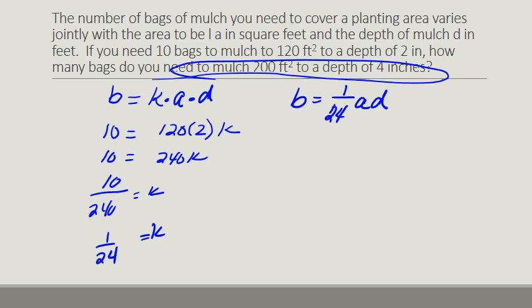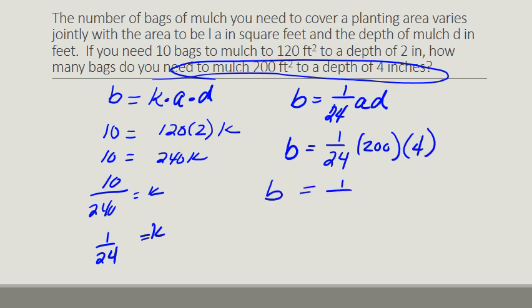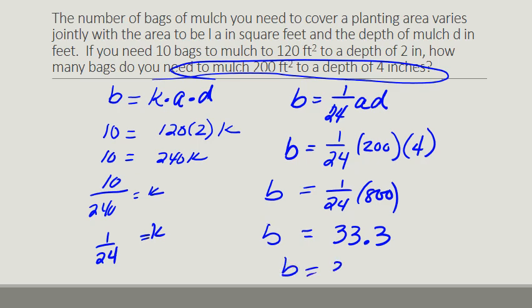So now how many bags do I need to do 200 square feet at a depth of 4 inches? So bags equals 1/24 times 200 times 4. So bags is going to equal 1/24 times 800. And 800 divided by 24 is 33.3 bags. So I actually need 34 bags because I can't take a third of a bag. All right, so I'm going to need 34 bags to mulch 200 feet to a depth of 4 inches.